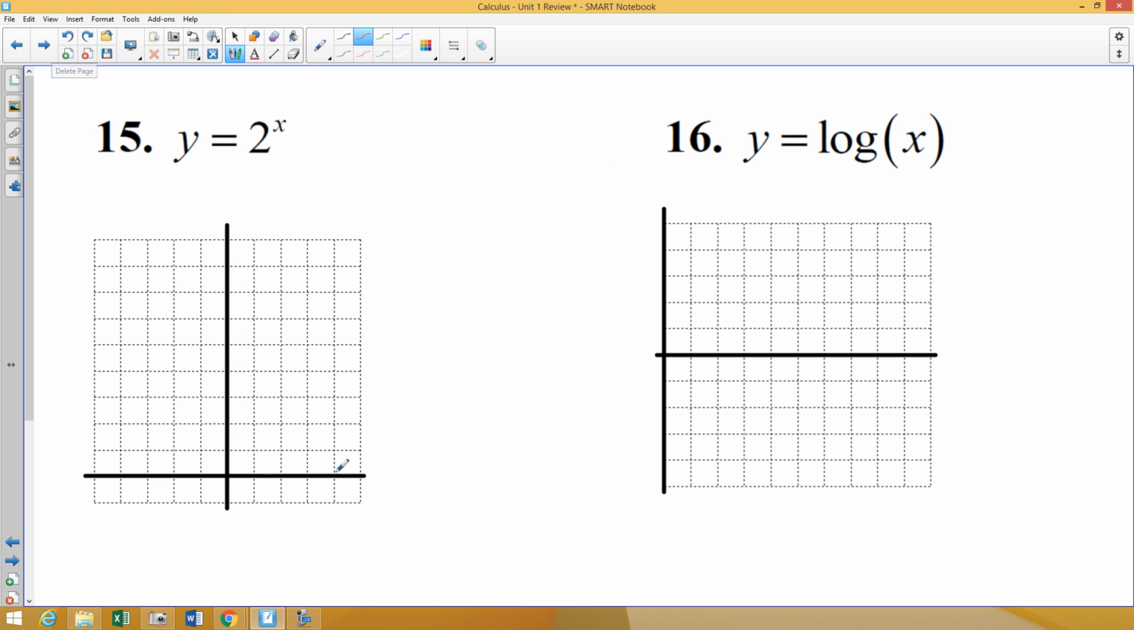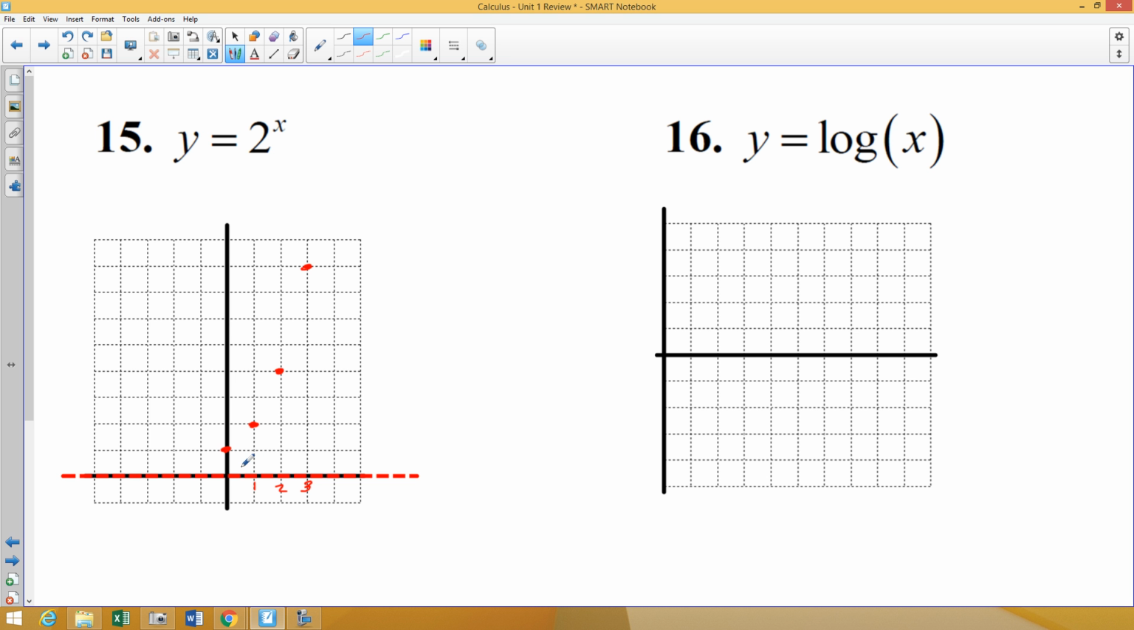2 to the x, same as 10 to the x and e to the x, has a horizontal asymptote on the x-axis. It's another exponential function. 2 to the 0 is 1. 2 to the first is 2. This one, though, I can plug in a few more points that will fit. 2 squared is 4. 2 cubed is 8. And so that's going to be here.